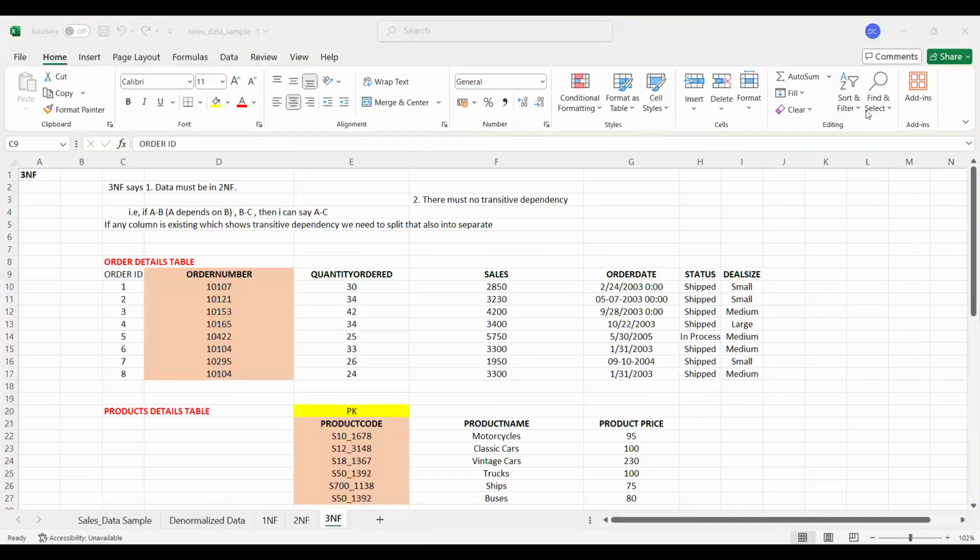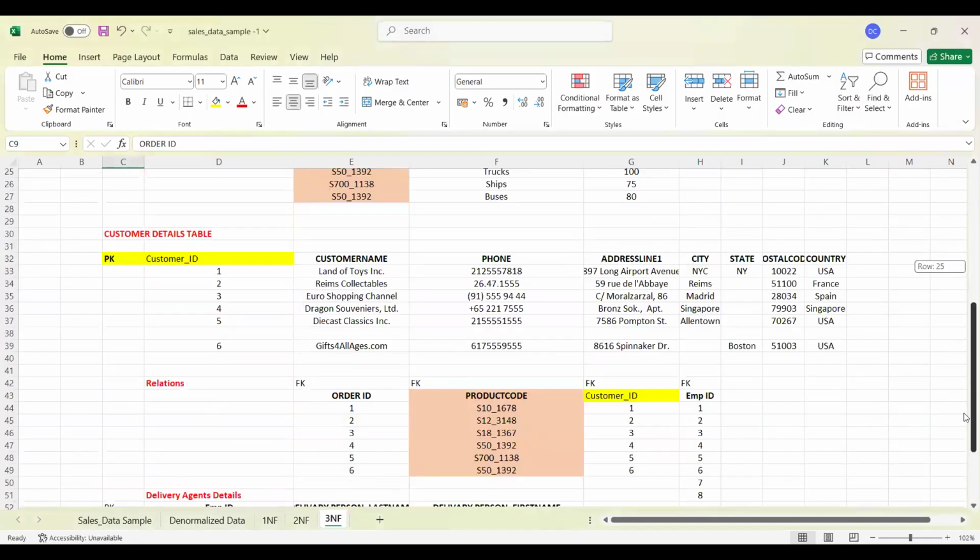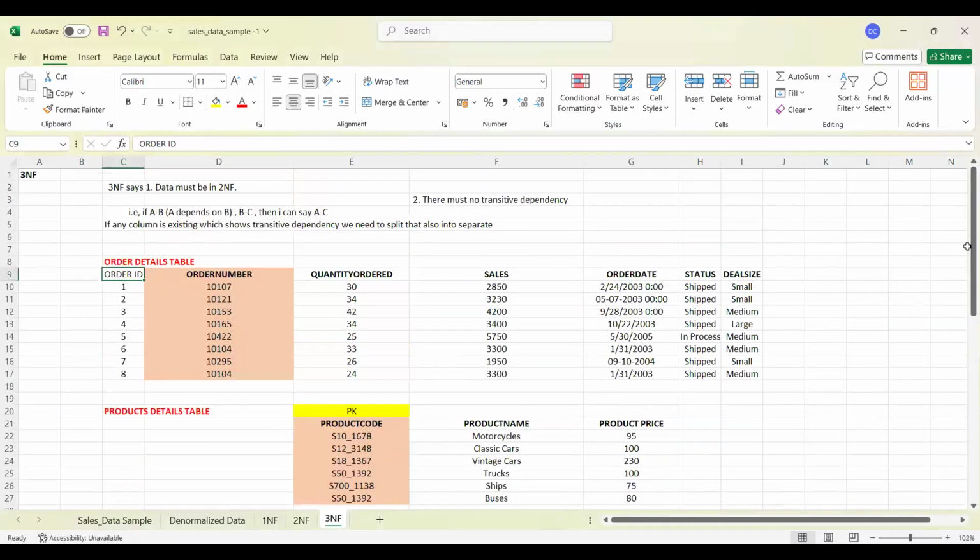The output we got now satisfies the 3NF rule. After performing 1NF, 2NF, and 3NF, we can call this data normalized data, that is, normalization. I hope it satisfies the definition which I gave in the first class.